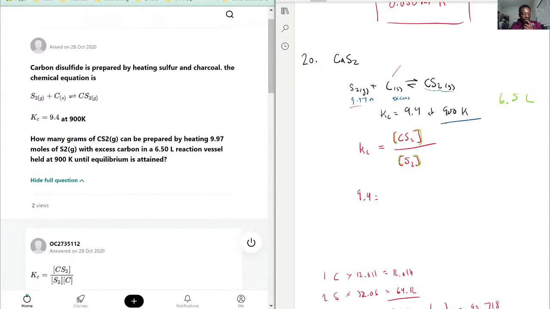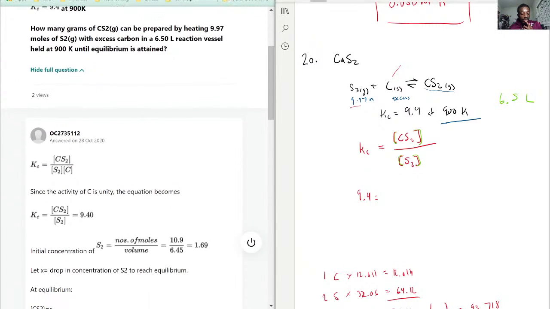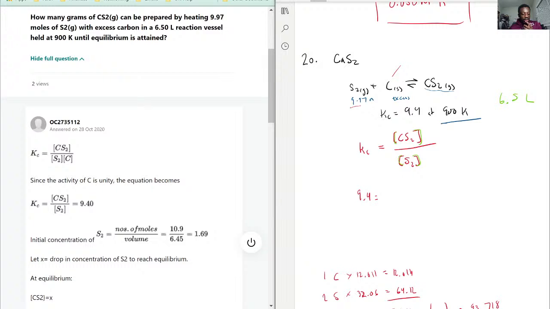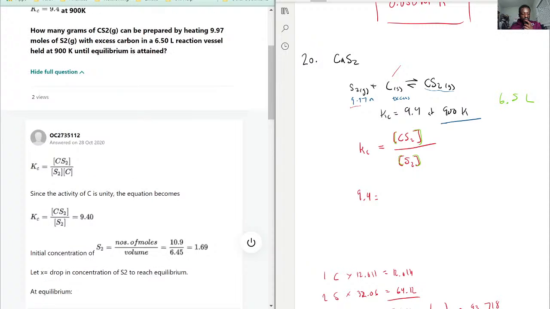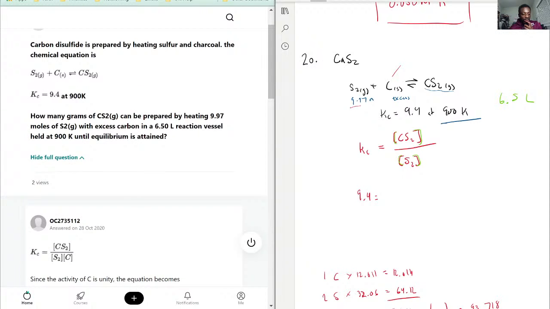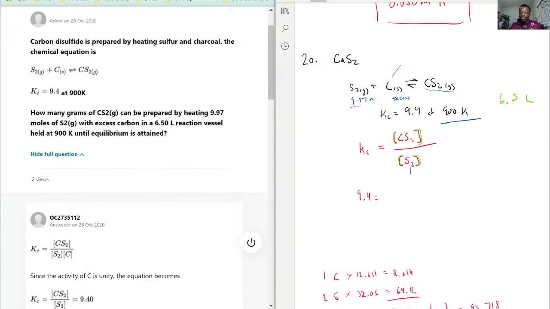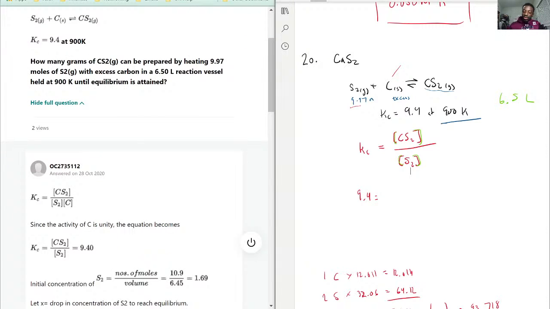Well, it looks like we both made a mistake then, because it should be 9.97 of S2. Well, interesting. So I guess we definitely have to solve this by hand, because we can't really compare anymore. So 9.4 is equal to then x over 1.53, which is a lot more reasonable.